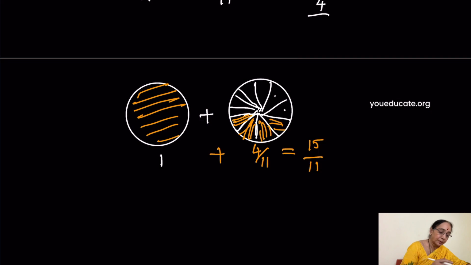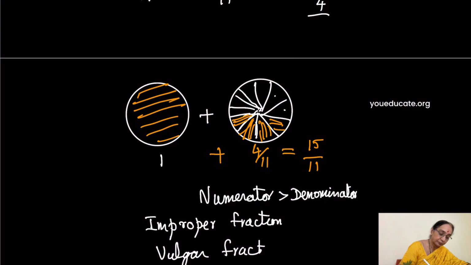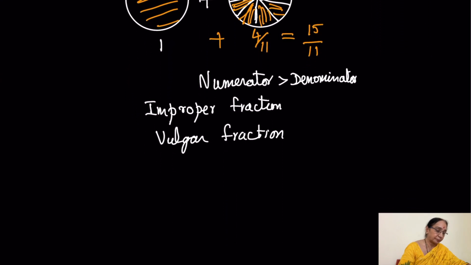And here the numerator is greater. The numerator is greater than the denominator. Now, if the numerator is greater than the denominator, it is known as an improper fraction. We call that an improper fraction. And sometimes in very few books, I've seen that this is mentioned as vulgar fractions. So what is a vulgar fraction or an improper fraction? The numerator is greater than the denominator.